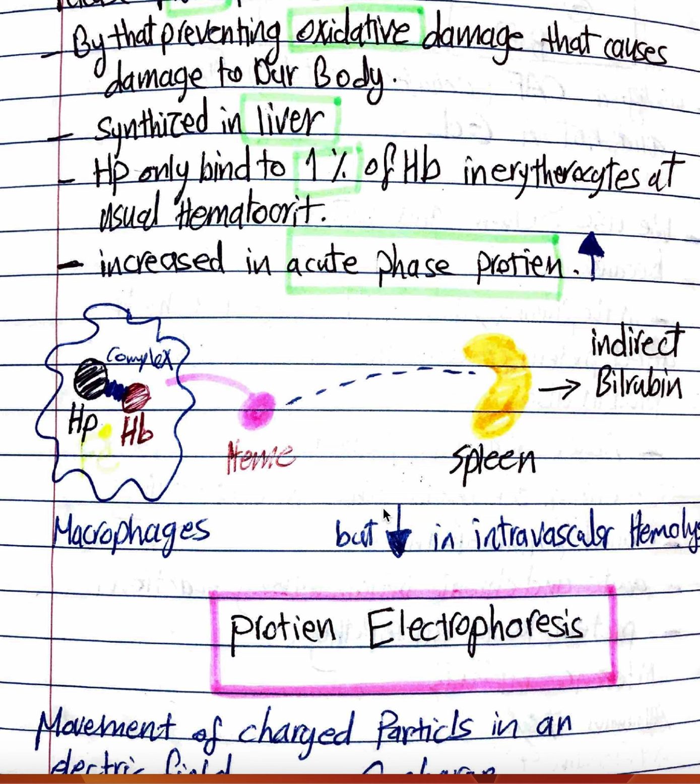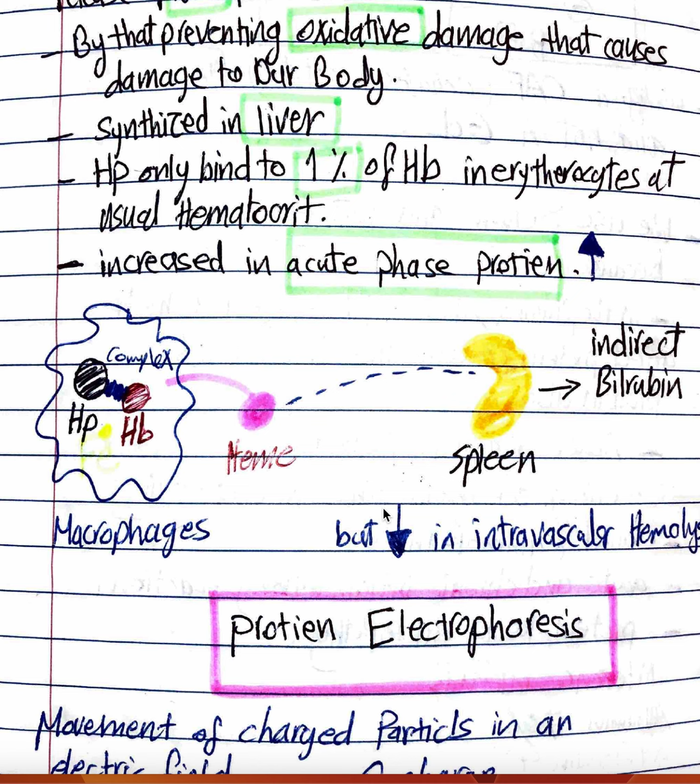There is something else to say about this, because we said that it is an alpha 2 globulin, but actually some say that haptoglobin is a tetrameric structure composed of 2 alpha 2 beta units, and they are connected together by disulfide bonds.